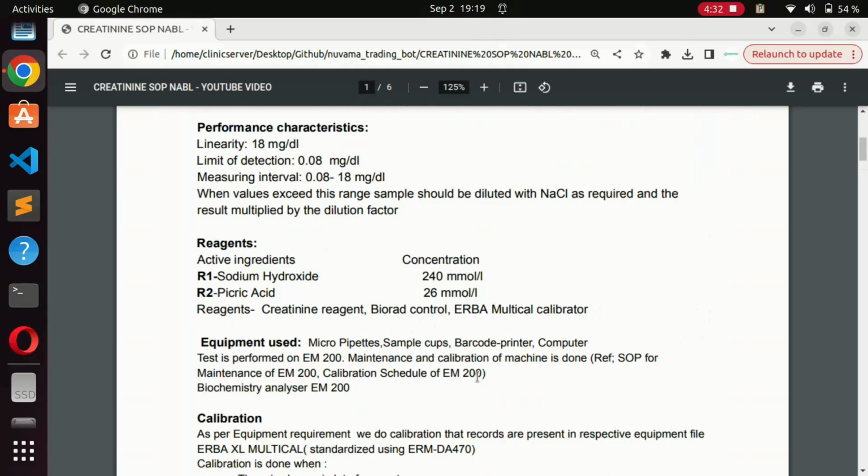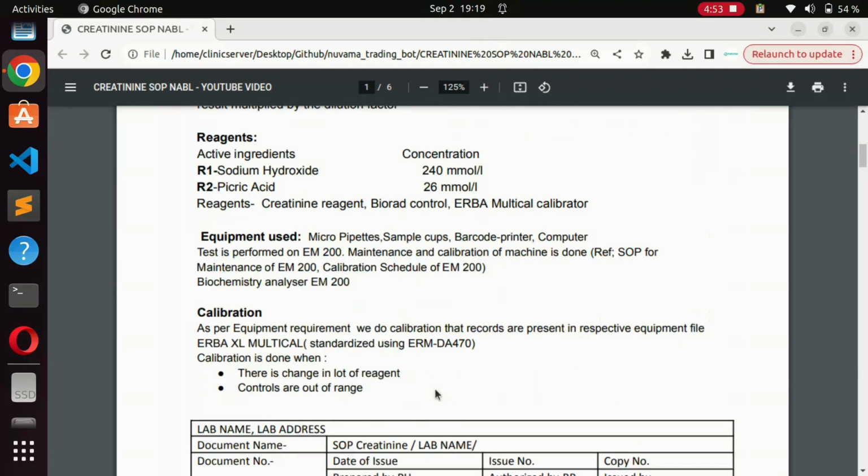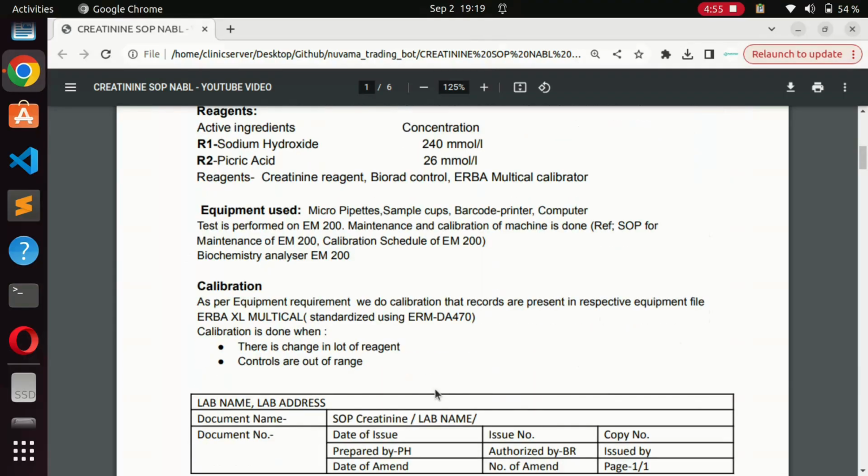So what all will be required while processing this sample in the lab? That is pipettes, sample cups, a barcode printer, a computer. The test in this lab was performed on the EM200, Erba Mannheim 200 biochemistry analyzer. And we must make a statement that the machine will be maintained and calibrated. So we must refer to the SOP for the maintenance of the EM200 and its calibration schedule.